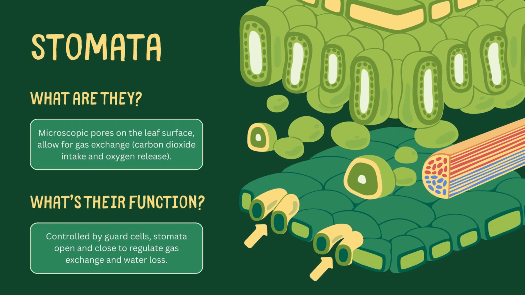Stomata. What is it? Microscopic pores on the leaf surface allow for gas exchange, carbon dioxide intake, and oxygen release. What's its function? Controlled by guard cells, stomata open and close to regulate gas exchange and water loss.